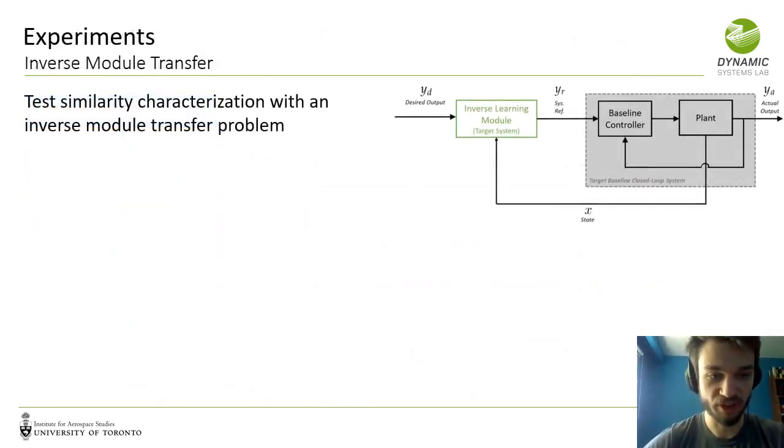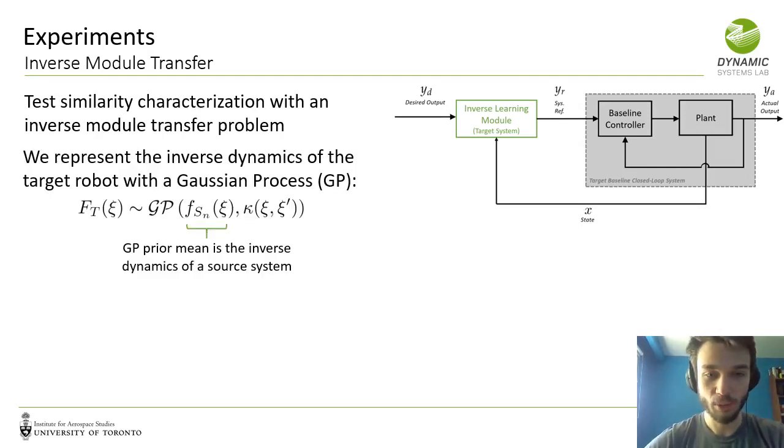We test our similarity characterization with an inverse module transfer problem, in which we have a target robot equipped with its own baseline controller, shown here in gray. We pre-cascade an inverse learning module, shown here in green, with the goal of achieving an identity map between the desired output YD and the actual output YA. We represent the inverse dynamics of the target robot using a Gaussian process, and we embed the inverse dynamics of a source system as the prior mean of this GP.